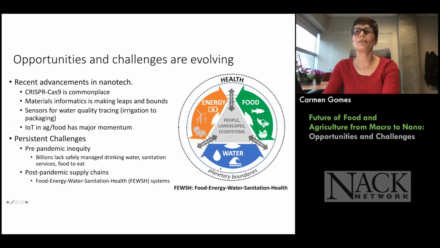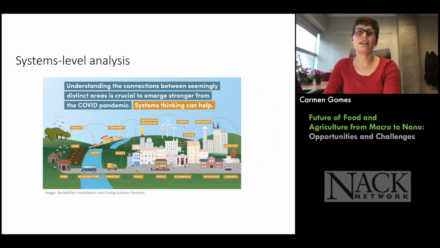And we need to keep in mind how they are interconnected. So one example was during the pandemic, right? Understanding the connections between the different aspects of things is crucial to emerge stronger from the COVID pandemic, for example. So again, there is not a silver bullet to a problem. There are a lot of things that are interconnected, and system thinking can help.